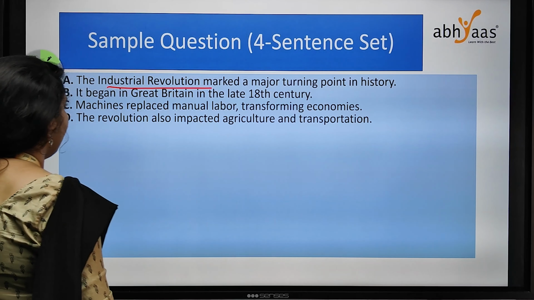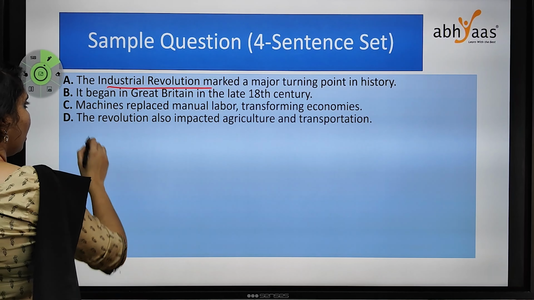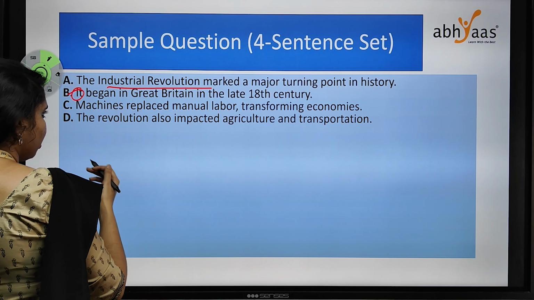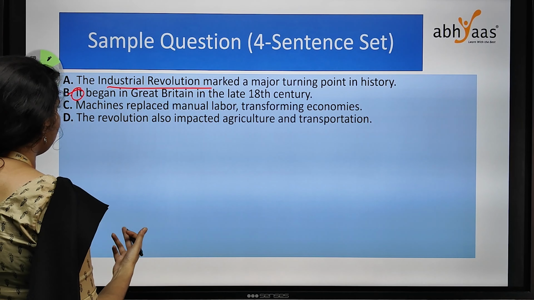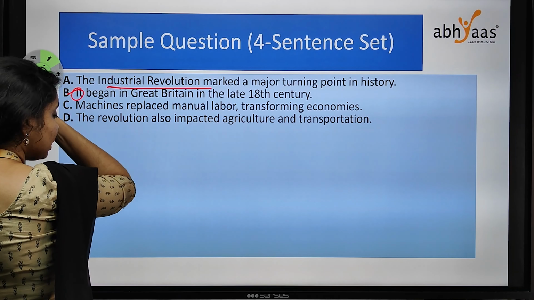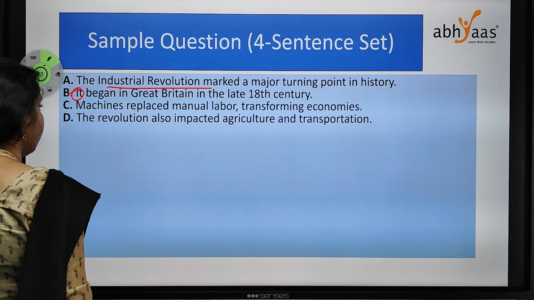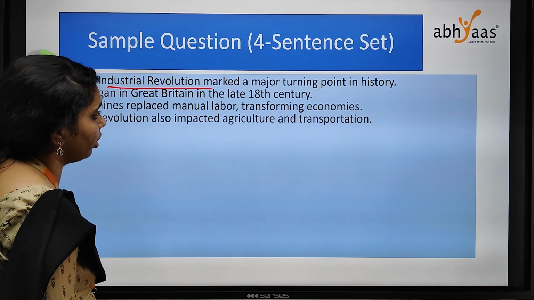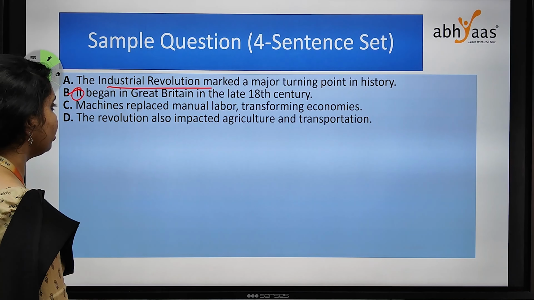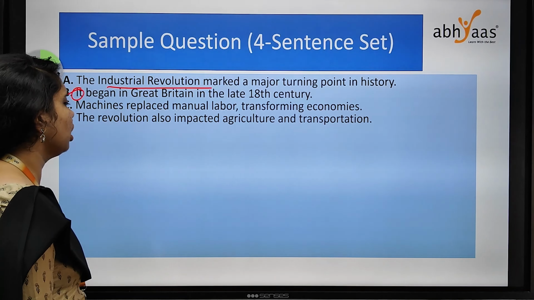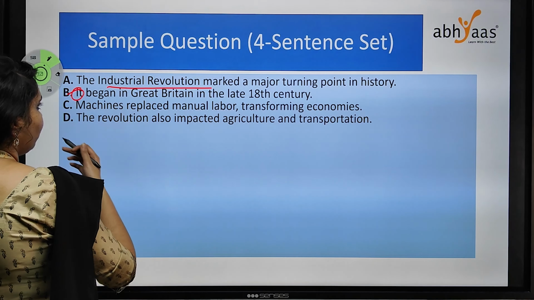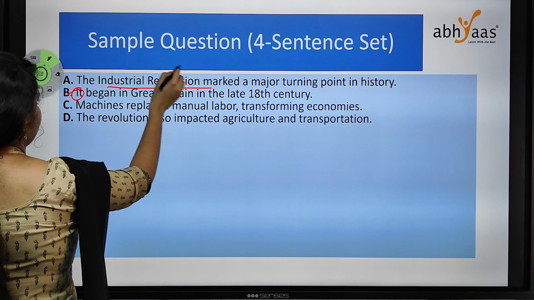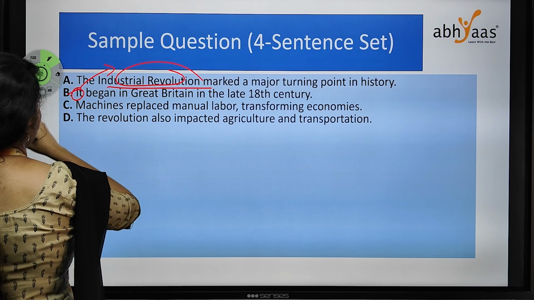The Industrial Revolution. It began in Great Britain. When it comes, do you think it can be the starting sentence? No, it definitely refers to something said in the previous sentence, right? Machines replaced manual labor, transforming economies. The revolution also impacted agriculture and transportation. So, what began in the 18th century? The Industrial Revolution. So, it refers to this.